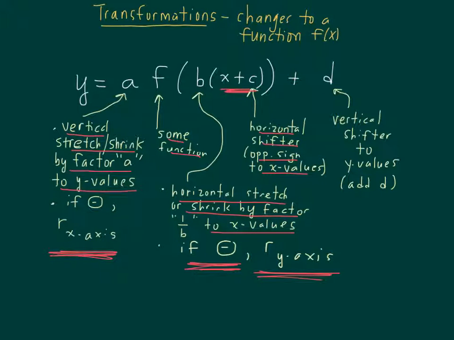And finally, on the end here, the number on the end represents our vertical shifter. If you have a plus 3, well, that would mean you're just going to add 3 to the y values. You're not changing any signs, okay? So you would just add that value directly to the y values.